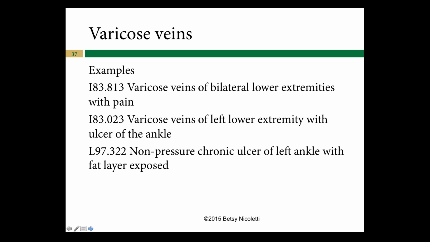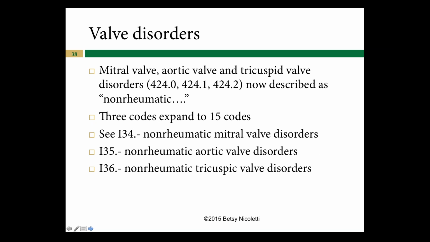So we have a description in there about how severe the ulcer is, and we report that right on the claim form. And in ICD-9, we used two codes to do that. We'd have one for the location and the other for the severity. Now those are combination codes. For valve disorders, we go from 3 codes to about 15 codes. So the mitral valve disorders are now described as non-rheumatic mitral valve disorders, and then we've got 5 options there: aortic valve disorders and tricuspid valve disorders. And of course, those are going to be with and without complications.